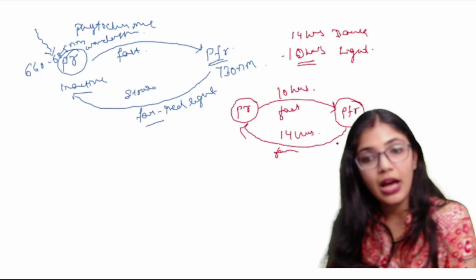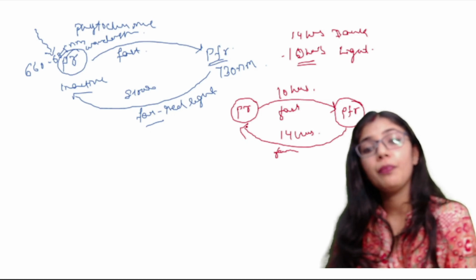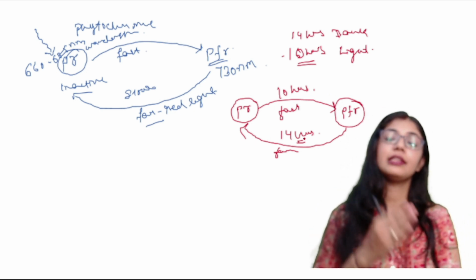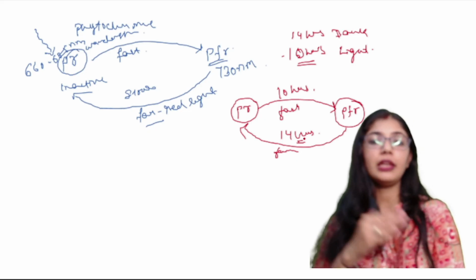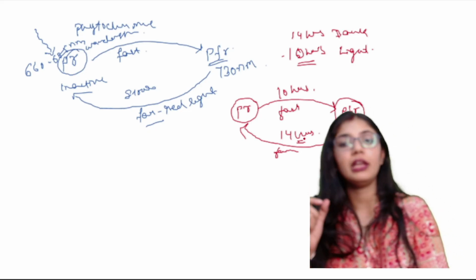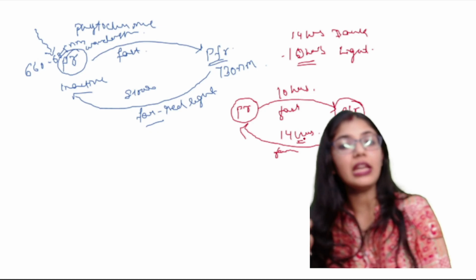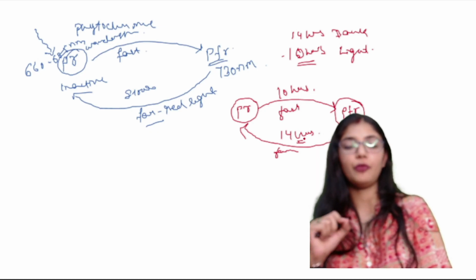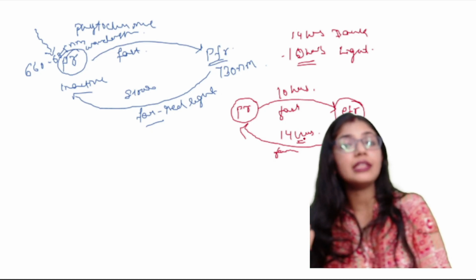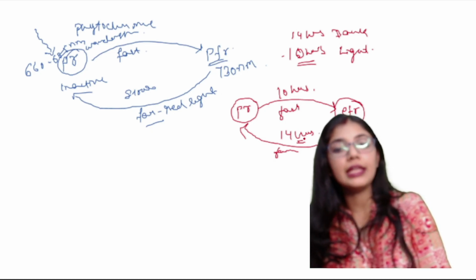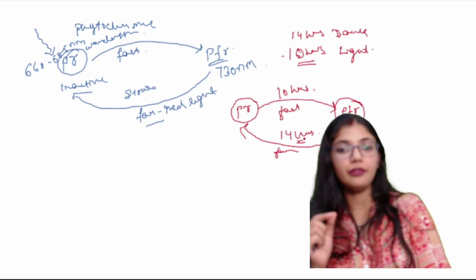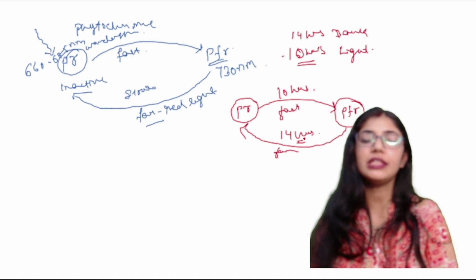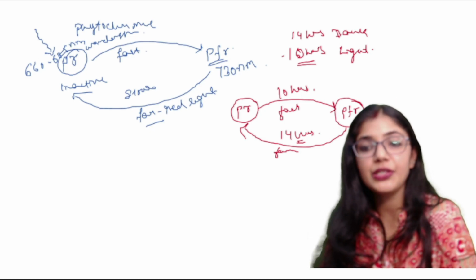Now this PFR can convert into PR in 14 hours, though it is a slow process. No doubt the conversion of PR into PFR is a fast process, but this process takes place for 10 hours. But the PFR which is present converts into PR form and it has 14 hours. So the whole PFR can easily convert itself into the PR form. So in this case, what happens? There is absence of PFR.